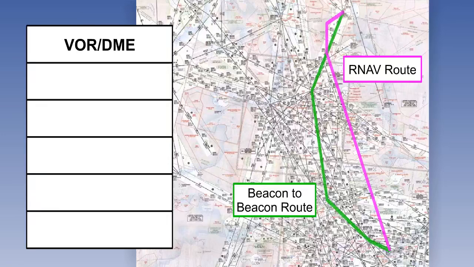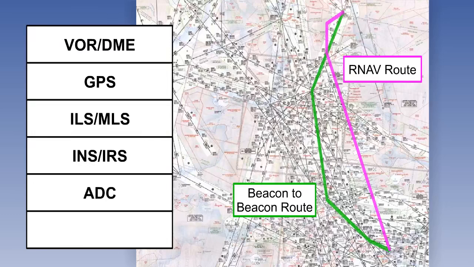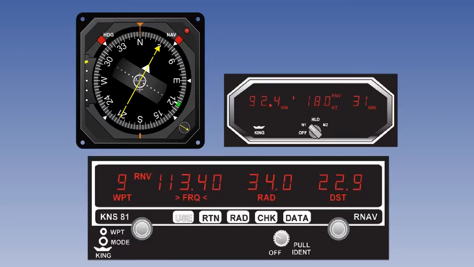The required accuracy is achieved by using some or all of the following inputs of information: VOR DME, GPS, ILS or MLS, INS or IRS, Air Data Computer, and time. The information is processed within the system to give the most accurate and continuously updated position and the necessary outputs to provide the pilot with information such as course and estimated time of arrival.